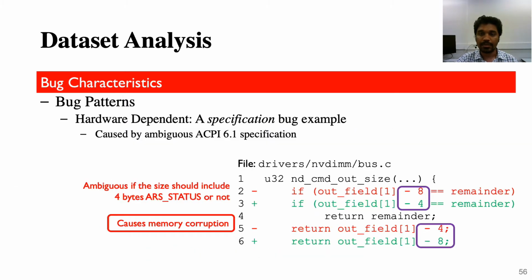To better understand these bugs, we provide a few examples. Here, a specification bug is caused by the ambiguity in the ACPI specification regarding whether the status of address range scrubbing is included in the output field. To validate this, the source code was supposed to remove 4 bytes from the output field. Instead, 8 bytes were removed. This caused a memory corruption. The bug was fixed by swapping values 8 and 4.